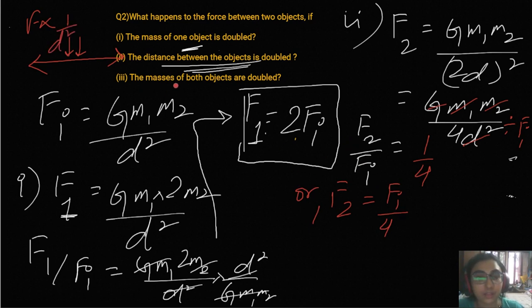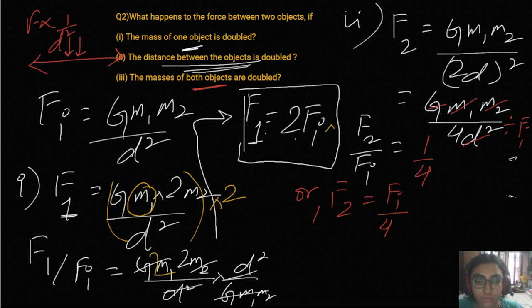Okay. Our third question, mass of both the objects are doubled. Again, very simple. In the first case, we had done mass of one of the objects doubled. So for the third one, we'll just again multiply this whole thing by 2 because we are just doubling this mass, no? So what will happen here? Into 2.